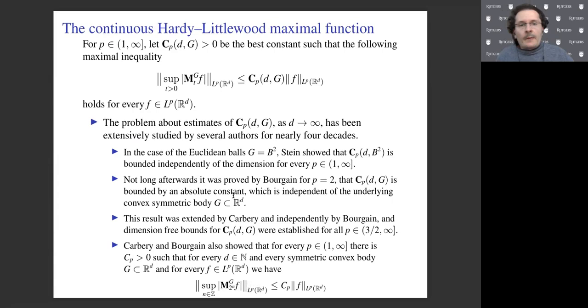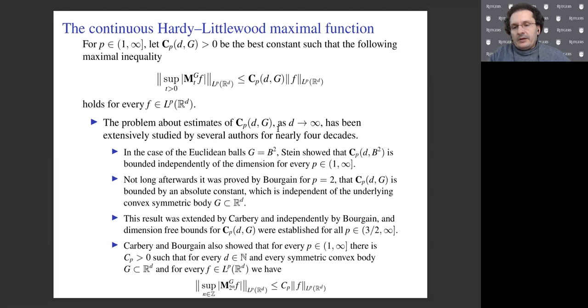about the behavior of the optimal constant in the continuous setup. So here, of course, now we consider the continuous Hardy-Littlewood averaging operator, and we ask about the behavior of the optimal constant in the usual continuous Hardy-Littlewood inequality. And now the problem is about the estimates of this optimal constant as d goes to infinity. And this problem has been studied by several authors for nearly four decades.